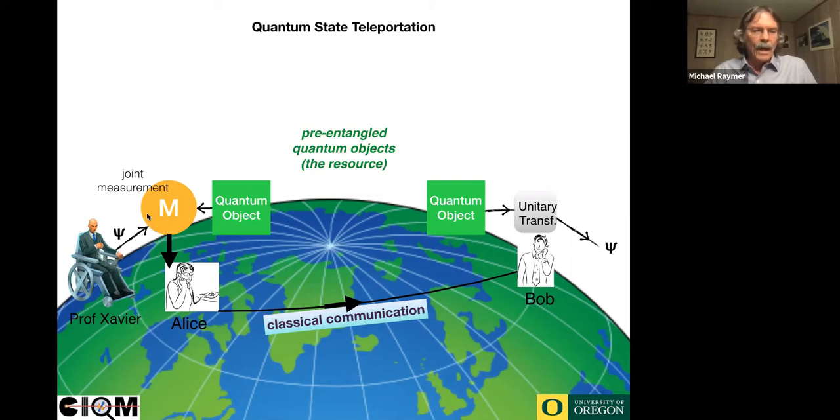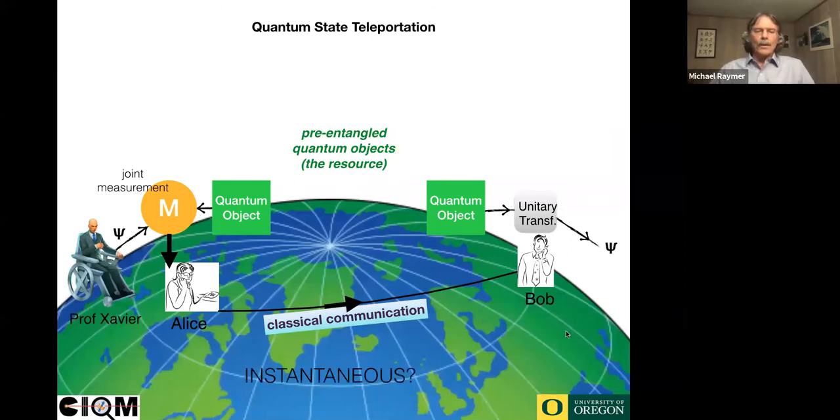So that's like in the movies, when the body disintegrates, it's no longer there. Now, you don't send this object across space. The only thing that's sent across is classical communication. So Bob had this object over here, which had to be the same type of object. If this was a photon, this has to be a photon. And then he applies a unitary transformation to this photon. And this photon now is in the same state that the professor's object was in. But it's not the same photon, it's a new photon.